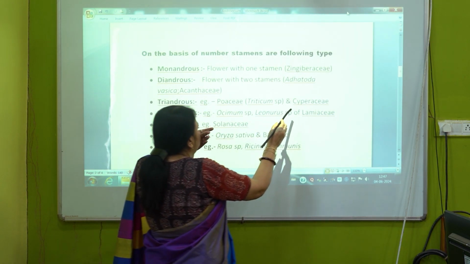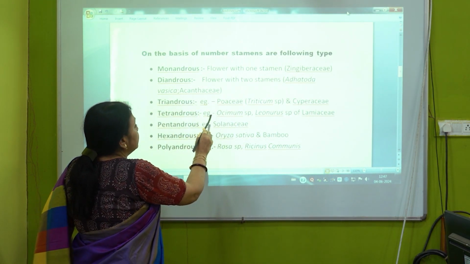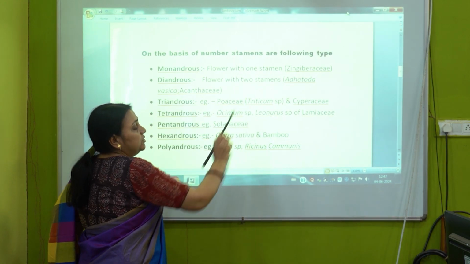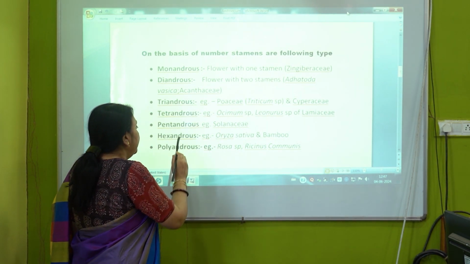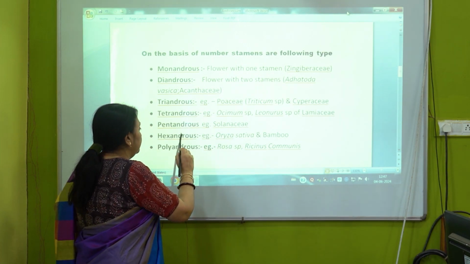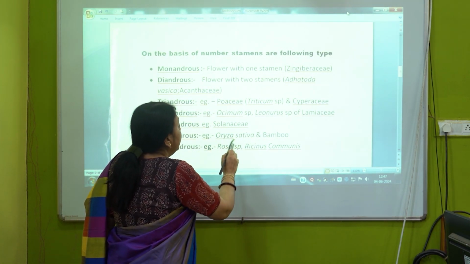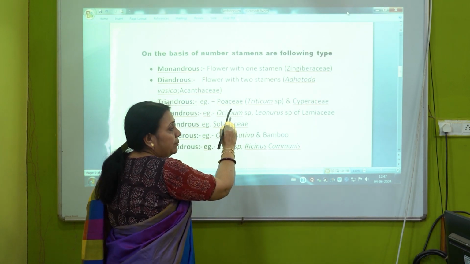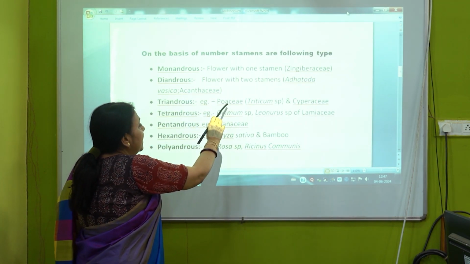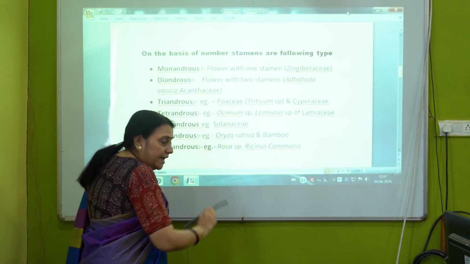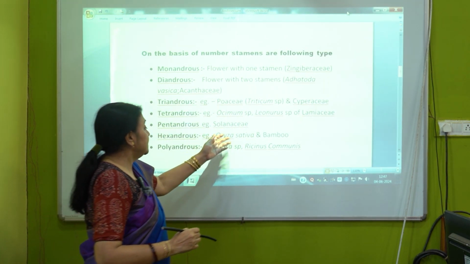And the family Cyperaceae. And the tetrandrous type, that is Ocimum or Leonurus species of the Lamiaceae. And pentandrous, that is the Solanaceae family. Hexandrous: note that examples of the hexandrous type are Oryza and bamboo. In this case, Oryza sativa belongs to the family Poaceae. But triandrous stamens are found in Triticum, and hexandrous stamens are found only in Oryza sativa.